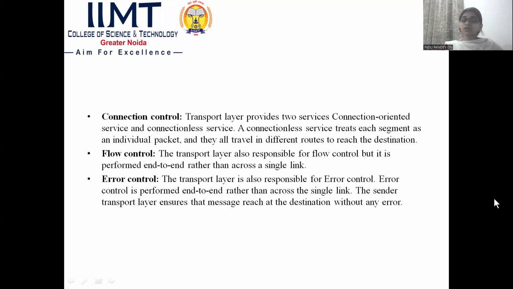The sender transport layer ensures that the message reaches the destination without any error. So error control ensures that when there is communication between sender and receiver, it should be error free, and there is less chance of loss or damage of data or loss of bits, which is ensured by the transport layer.